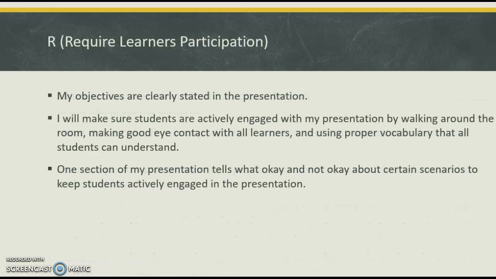The R part of the ASSURE model is require learners' participation. My objectives are clearly stated in this presentation, so I will make sure students are actively engaged by walking around the room, making good eye contact with all the learners, and using proper vocabulary that the students can understand. In one section of my presentation, we talk about what's okay and what's not okay in certain scenarios. That keeps the students actively engaged because they're very 4th grade driven scenarios.